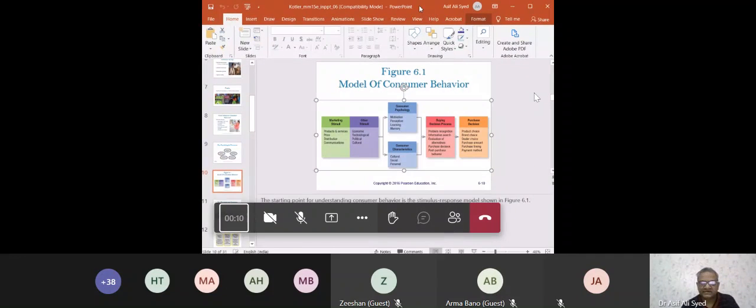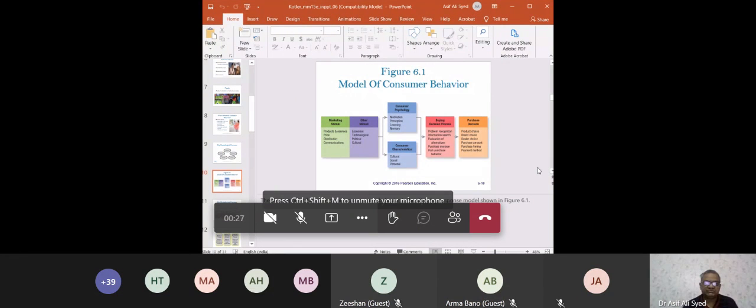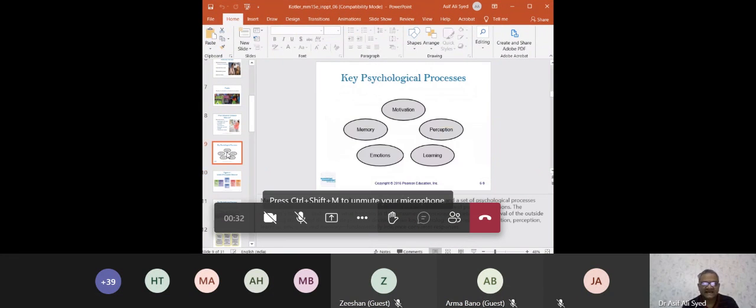Of consumer behavior, which is presented on your screen. We intend to look at how exactly a consumer behaves in the context of the buying decision or the purchase decision that a consumer makes. Of course, we did discuss in our last class the key psychological processes that go on inside the mind of a consumer when he or she decides to make a purchase decision about a product or a service.